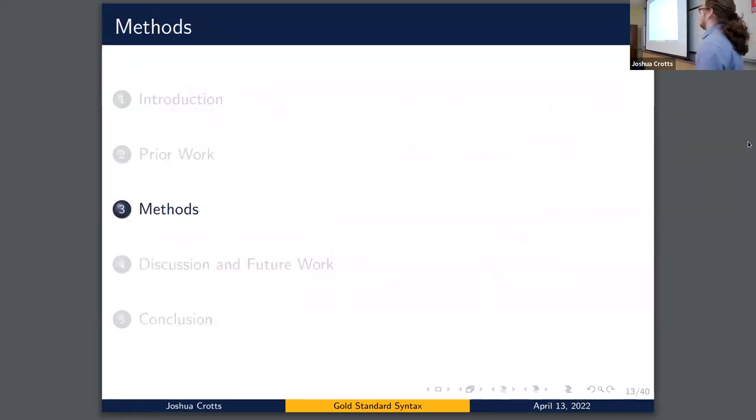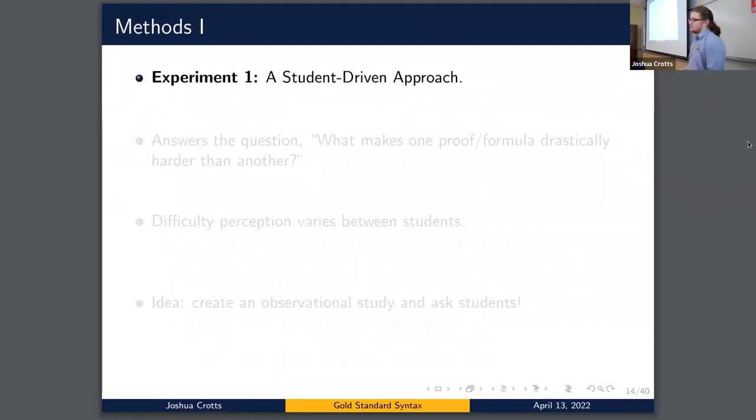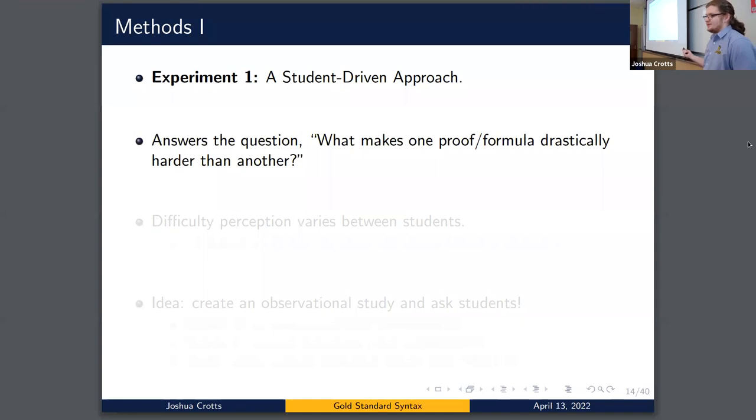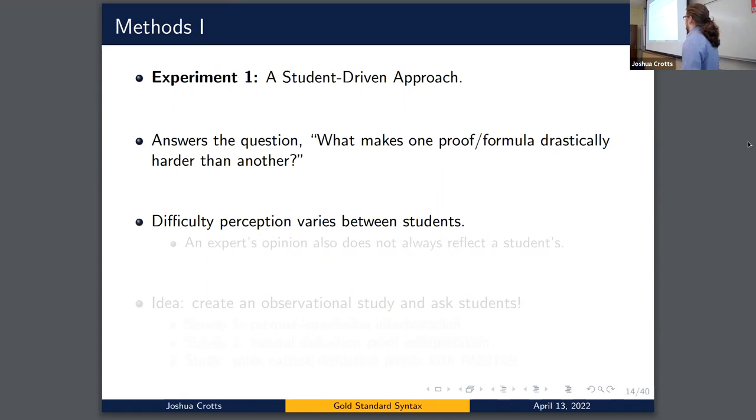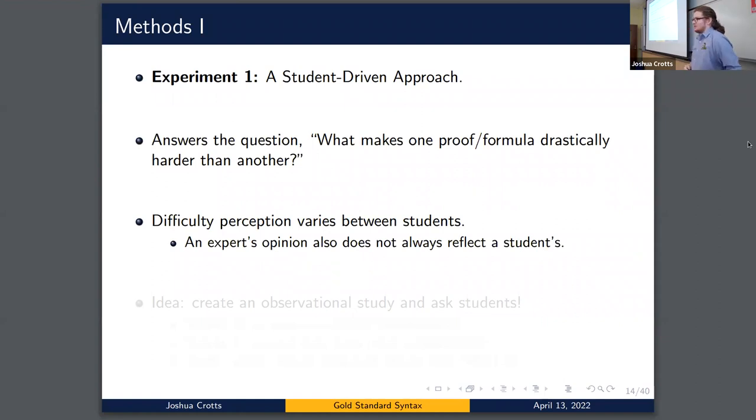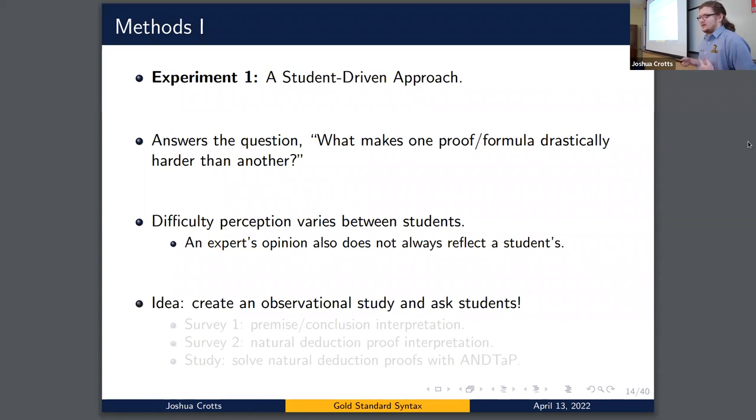All right, so now let's jump into what we did. We did two experiments. The first one is a student-driven approach. We wanted to answer the question, what makes one proof or formula harder than another? Because sometimes it's not readily apparent. And the important thing is that what one student thinks is difficult, another student may not think is difficult, or vice versa. And importantly, what an expert thinks is hard may not always align with what students think is hard. So the idea is, why don't we just ask the students what they think is hard?